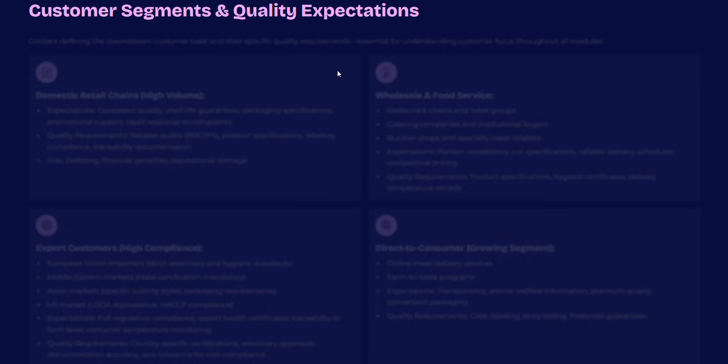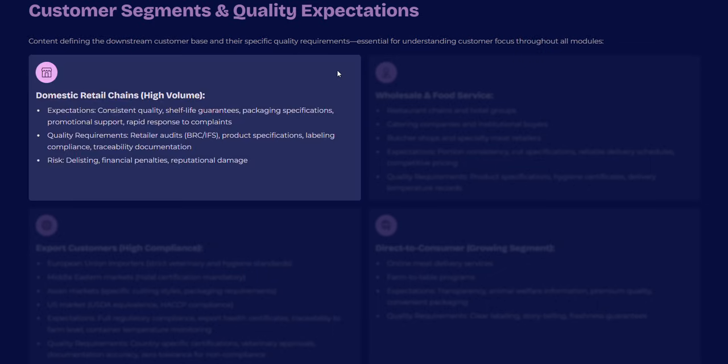Now let's look at customer segments and quality expectations for our organization. The content in this slide defines the downstream customer base and their specific requirements, which are essential, of course, for understanding customer focus through all of our models.